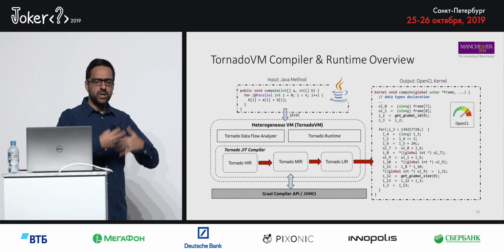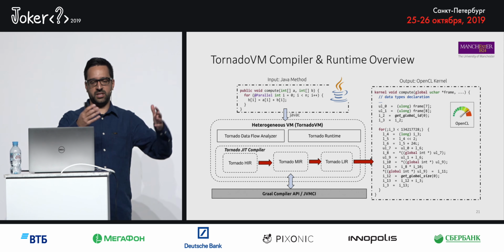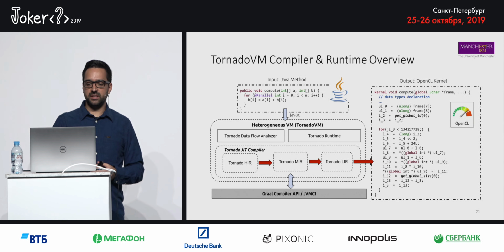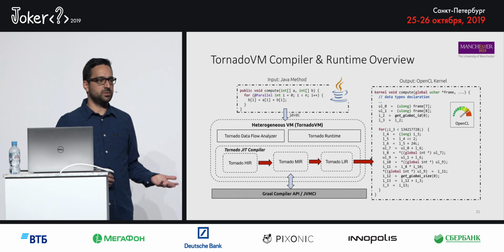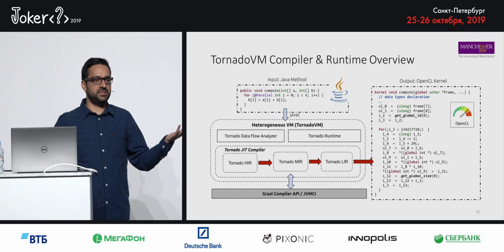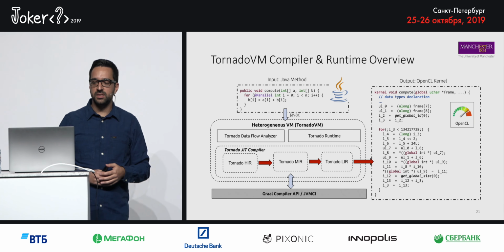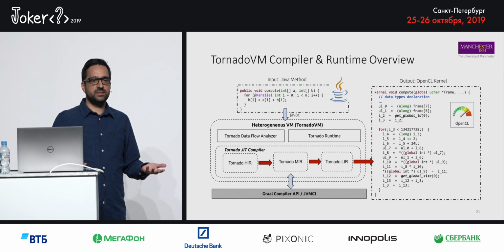So we have different stages. I'm not going to go into the details of the compiler level. If you know Graal, you will recognize these phases. And at the end of the optimization phase, after low IR, we generate OpenCL code. It's as easy as traversing, it's a visitor. We traverse the Graal IR and generate OpenCL code. You can plug in any other backend. Why do we generate OpenCL?